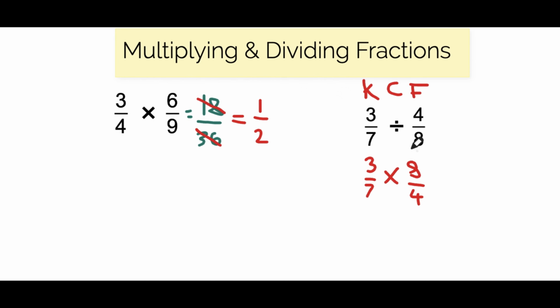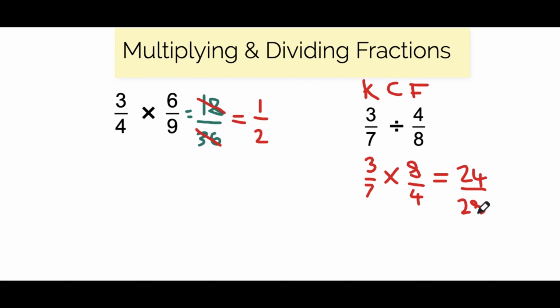So what you just do, when you're at this stage, you are exactly at the same stage as a multiplying fraction. So you just go the same. Numerator times numerator and denominator times denominator. So 3 times 8, that gives us 24. Then 7 times 4 gives us 28.